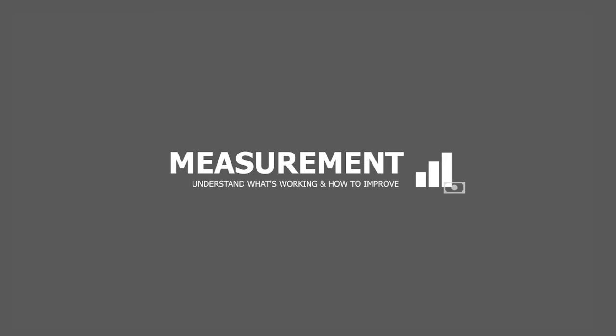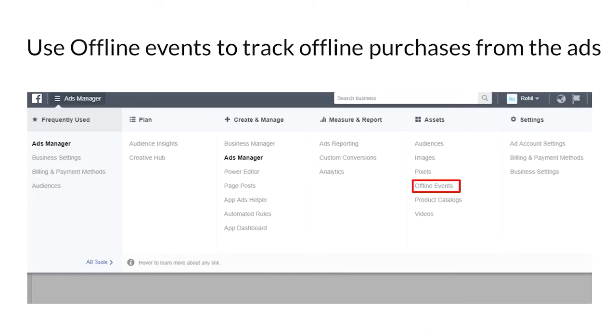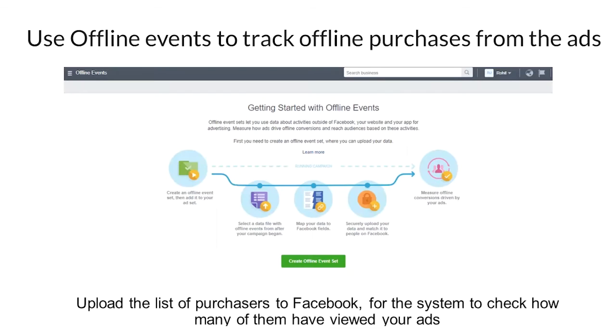Now you can completely understand how your store visit campaigns are working and how to improve them. For which we have also spoken about the offline events, which is essentially uploading the list of purchasers or people who have bought from your offline stores, uploading that list to Facebook for Facebook to check how many of them have viewed your ads, and on the basis of which you can optimize your ad campaign.